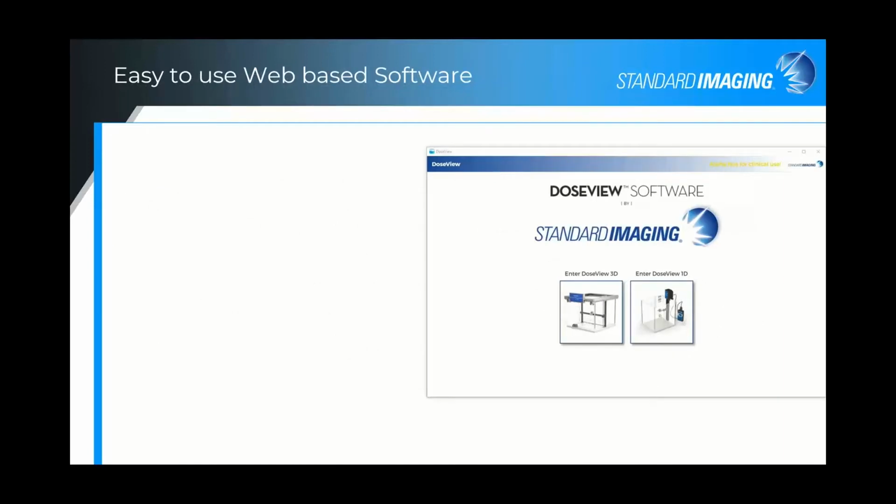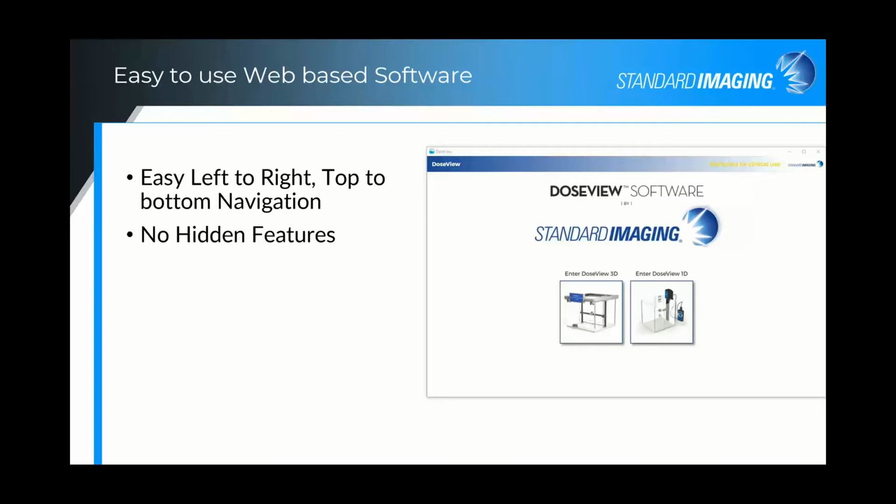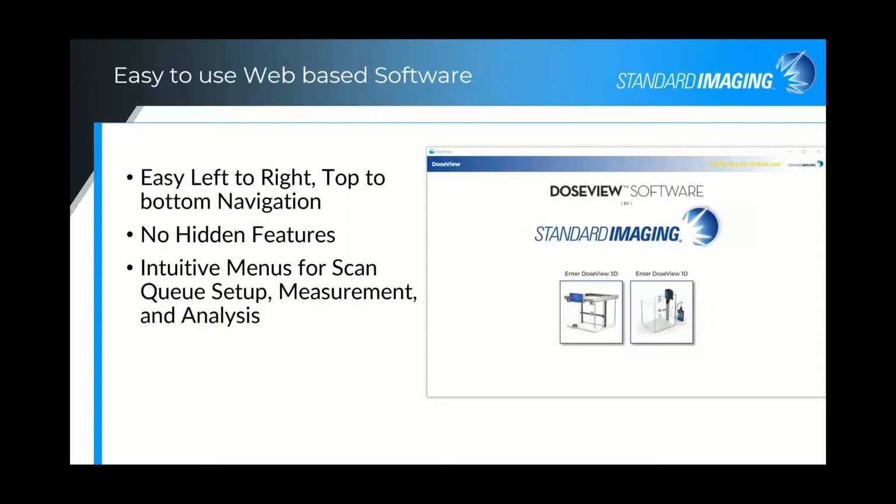But a little more about the software. Like I said, it's a very easy to use web-based interface, something you're very used to. Left to right, top to bottom navigation, so it's easy to navigate through. There's what we call no hidden features. Everything is at your fingertips. You don't have to go digging for different functionalities and capabilities within the software. It's all right there for you. Very intuitive menus, not only for your scan queue setup, but also for your measurements themselves, and then your post scan analysis and post scan processing. Very intuitive all the way through.